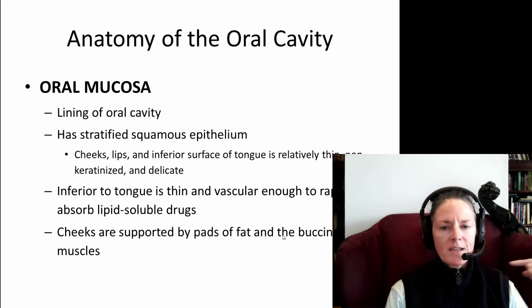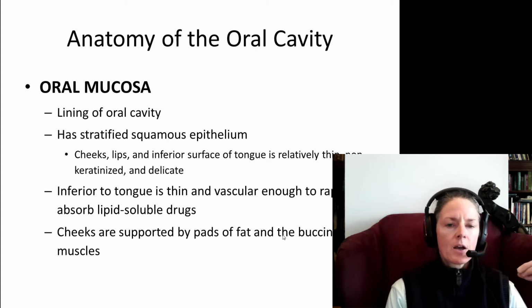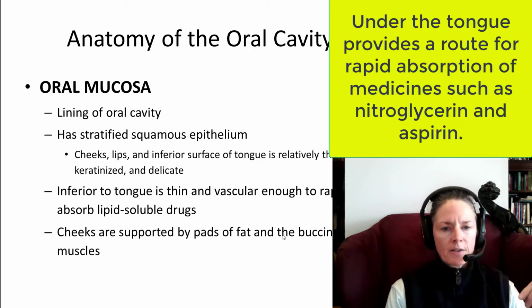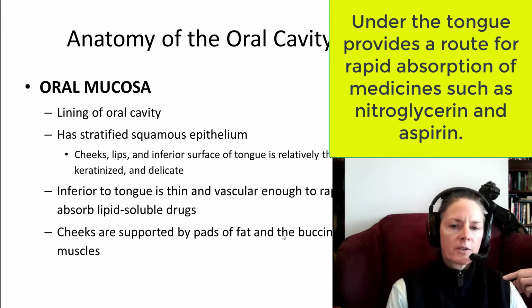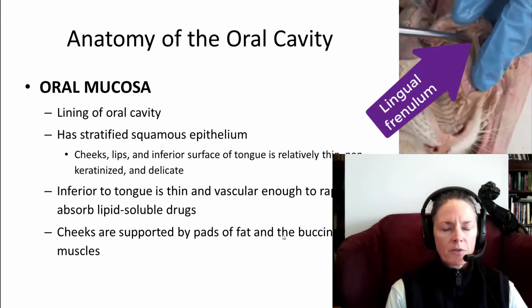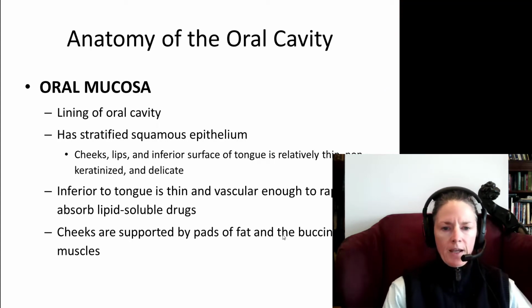But we also have the inferior surface of the tongue, which is also thin and non-keratinized. And this is where we can absorb certain medicines. So we actually have enough blood vessels and a thin enough epithelium that certain lipid-soluble substances can be absorbed under the tongue. And you'll notice the tongue is held in place, if you look under your tongue, by this little thin piece of material that holds it to the floor of the mouth called the lingual frenulum.